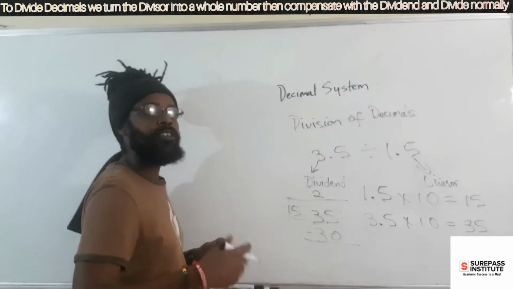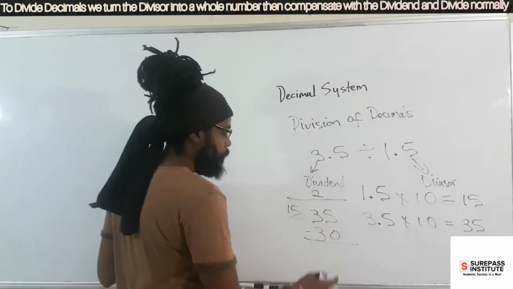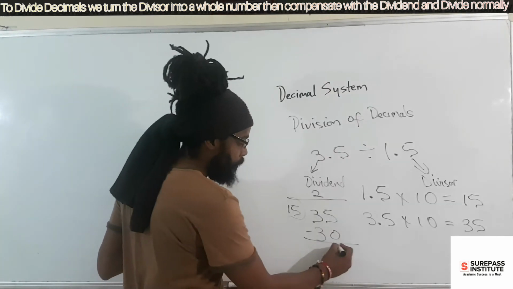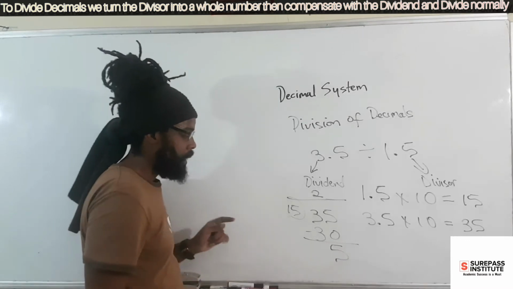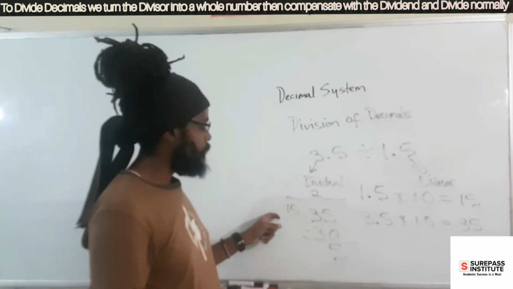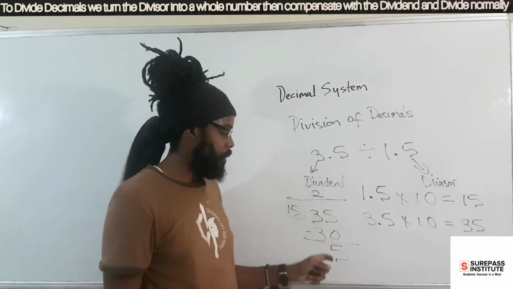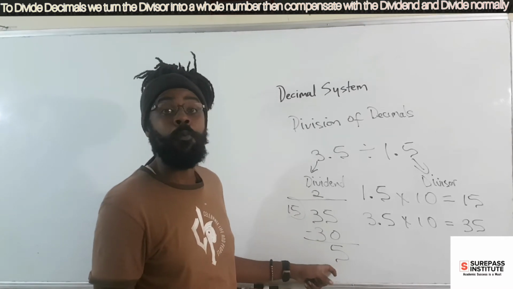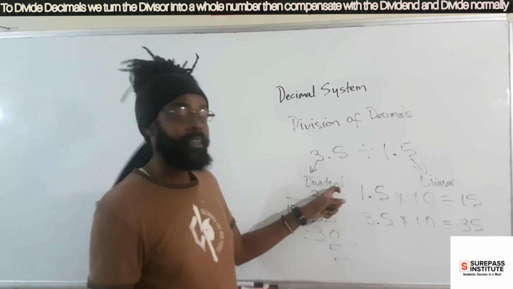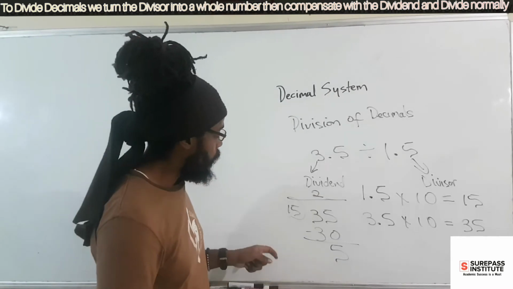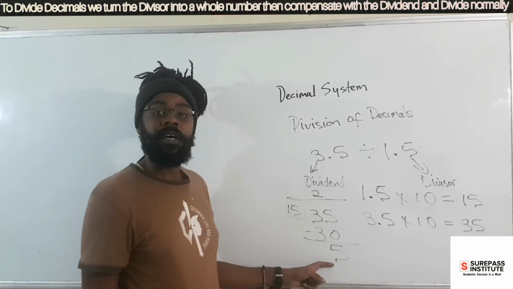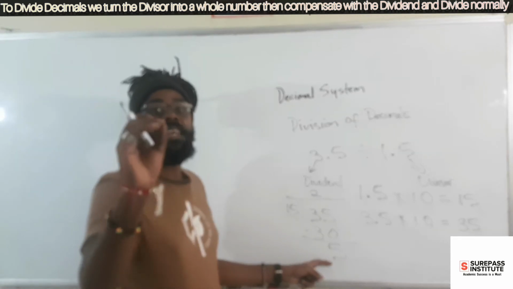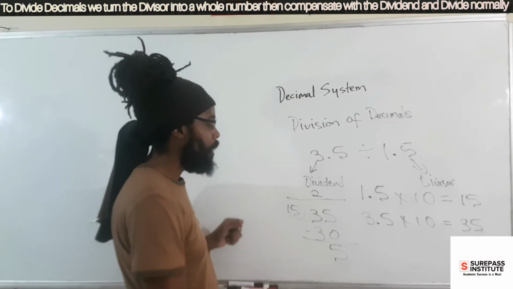Then immediately we subtract. When we take 30 from 35, we get 5. So the remainder is 5. After we take 15 from 35 2 times, the remainder is 5. Now this 5 becomes the new dividend. Now, can 15 go into this 5? No, it can't.